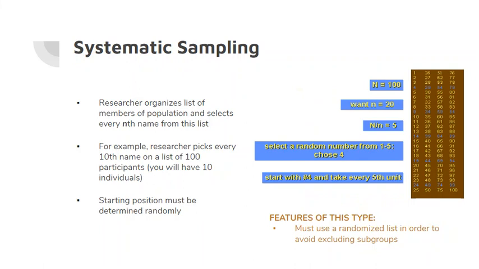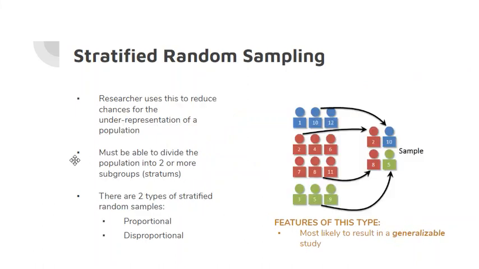Systematic sampling. This one is actually pretty straightforward. Just pick every 5th person from a list, every 10th person, whatever it is, and as long as the list includes all of the members of the population, then you will have a systematic sampling.